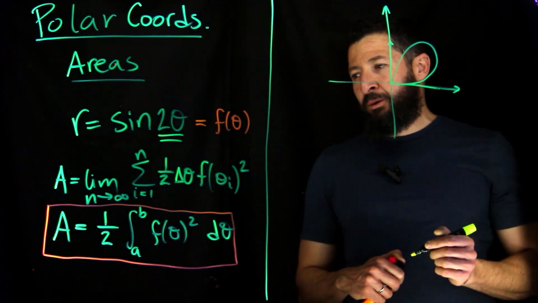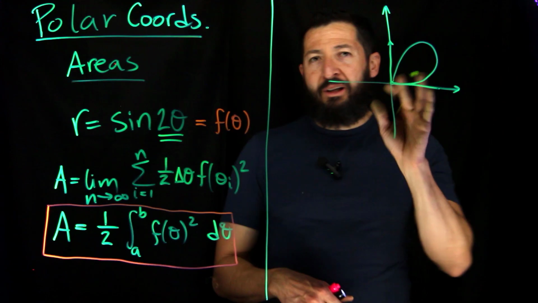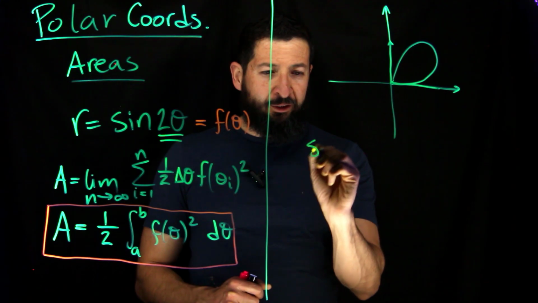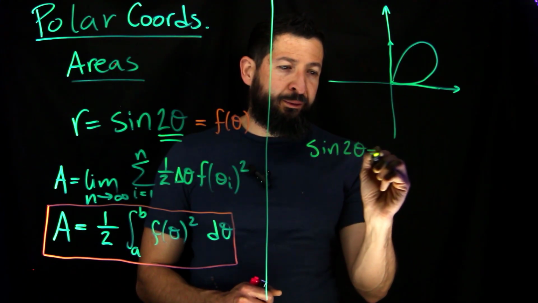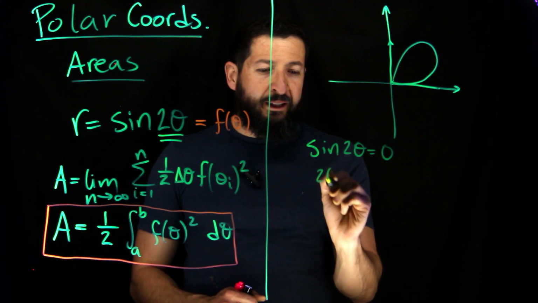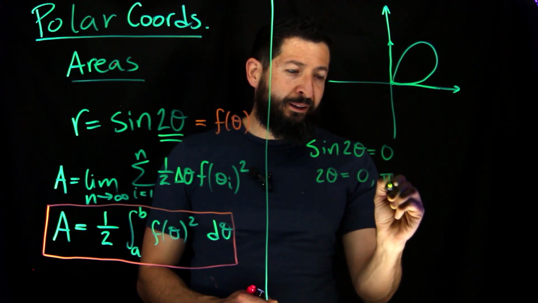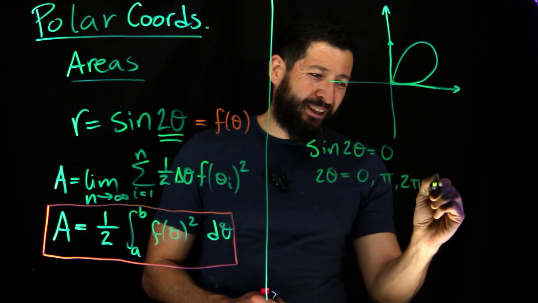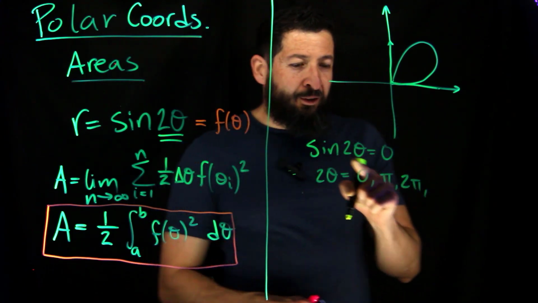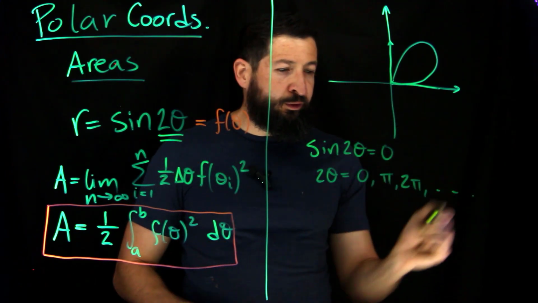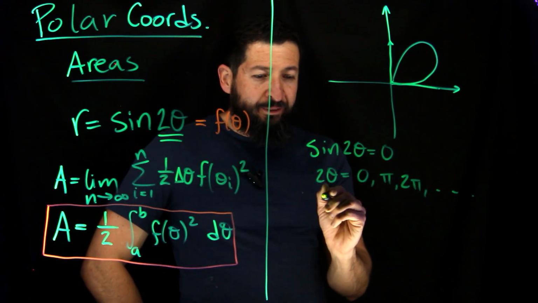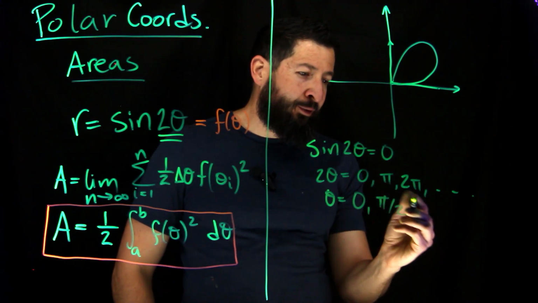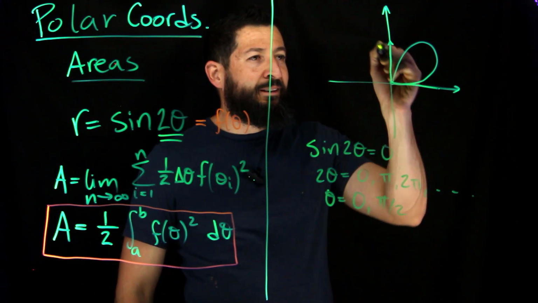Now, if you did not draw the graph and I just asked you to compute the area of one petal, you would set your sine of 2 theta equal to 0, and you would find out that 2 theta is going to be equal to 0, pi, 2 pi, 3 pi, and so forth and so on. All the integer multiples of pi, plus or minus. So then you divide by 2 and you get 0 and then pi over 2. Now you don't go to pi because then that would give you the next petal.